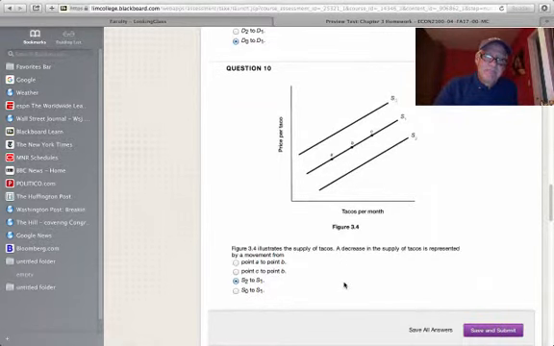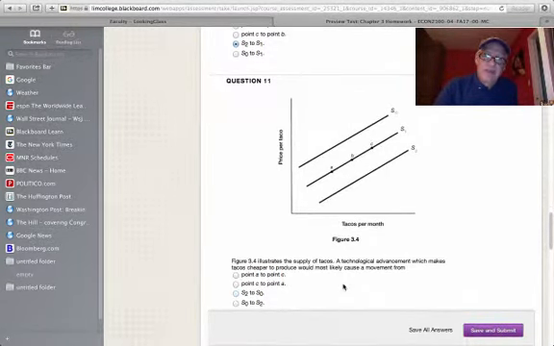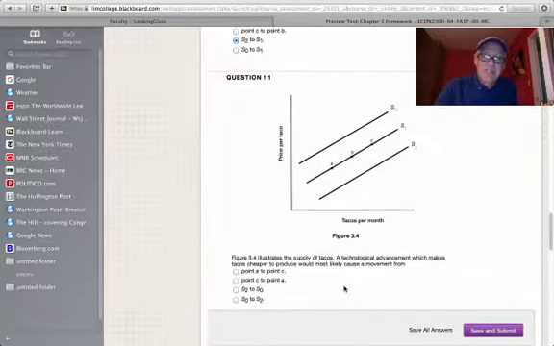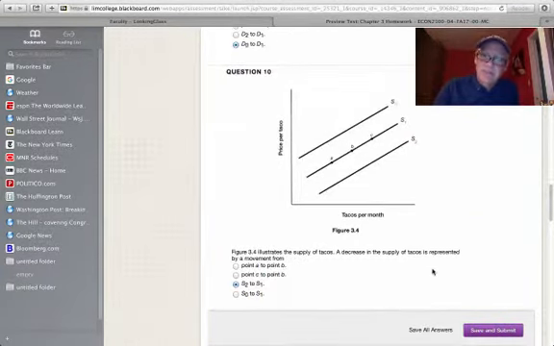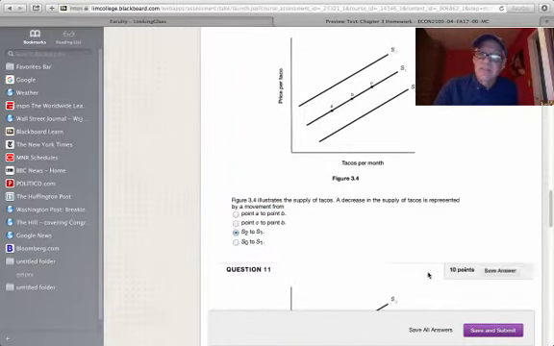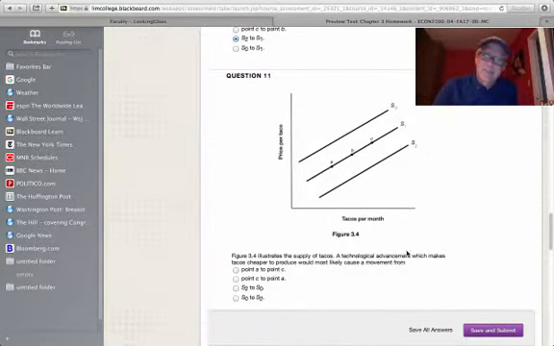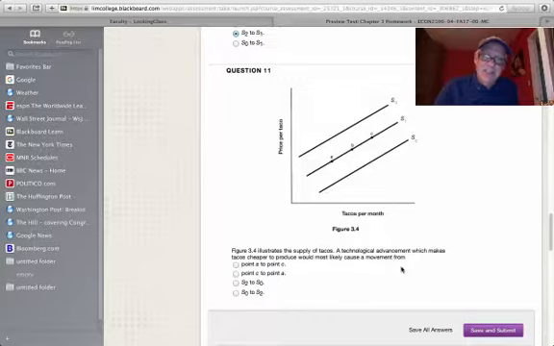Fine. Again, bad news. We don't know why, but people just don't want to buy tacos anymore. Next one, question 11. This illustrates the supply of tacos, a technological advance. Is this the same as the one up above? No, that was a successful parking campaign, but the same sort of thing, right? It's going to shift it to the right, right? They make it cheaper to produce.